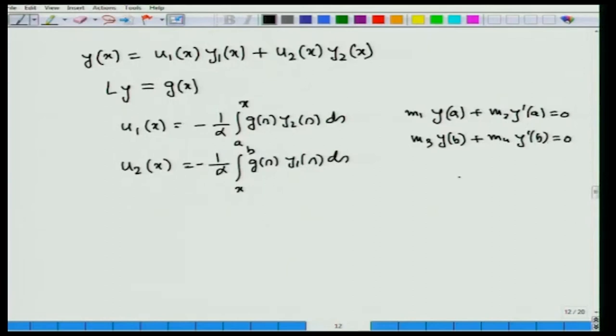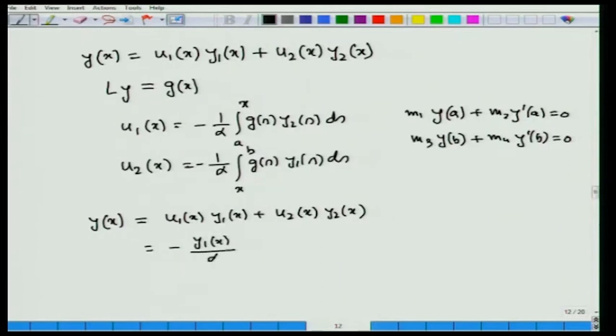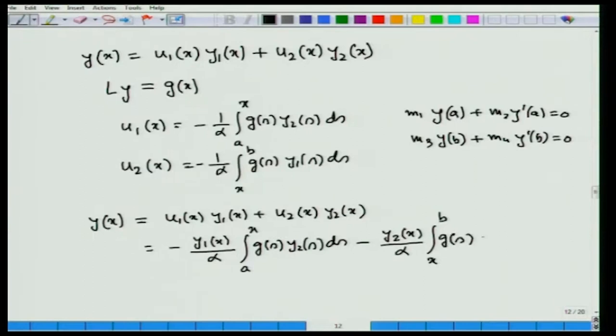So, that means combining, we can write this y x, equal to u 1 x y 1 x plus u 2 x y 2 x, is the solution of this non-homogeneous boundary value problem, and it is given by minus y 1 x by alpha integral a to x g s y 2 s d s minus y 2 x divided by alpha integral x to b g s y 1 s d s.